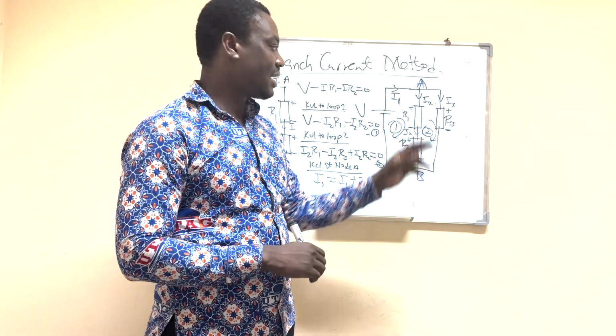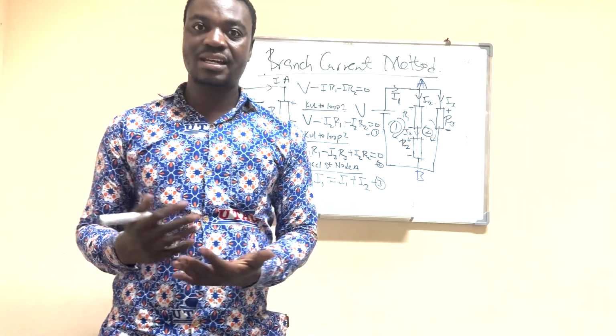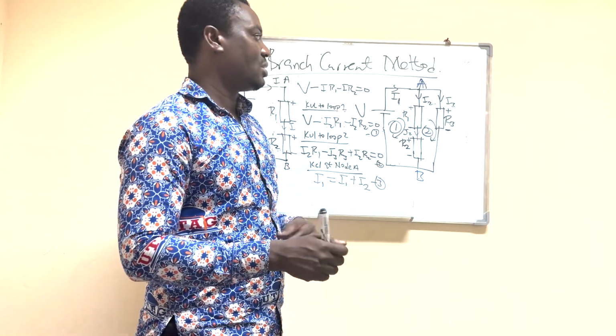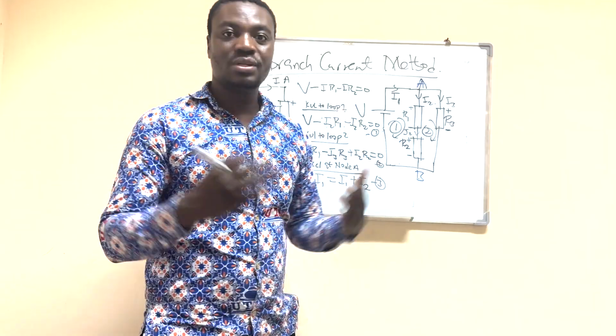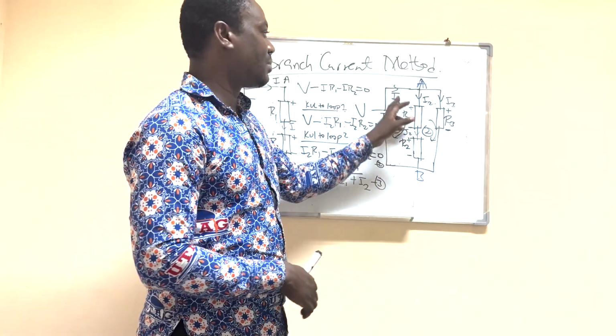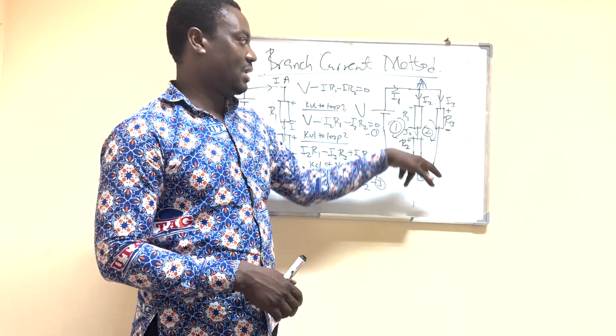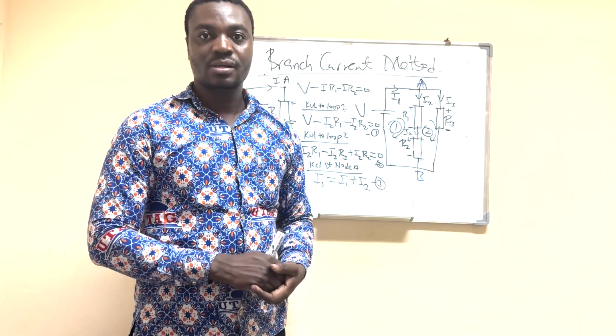And then when it comes to the direction, it's arbitrary. You will decide the direction that you want the current to be passing through. Whether it will go in this way or this way, you will decide the direction. So you see my current I1 is going this direction. I1 and I2, they are leaving this node here.